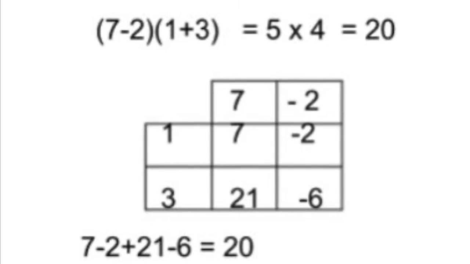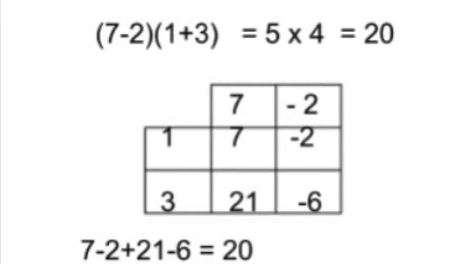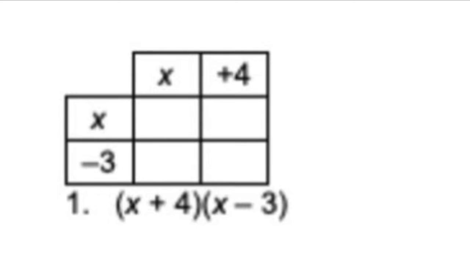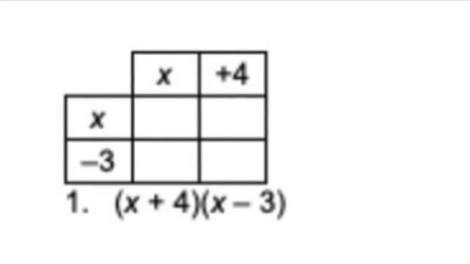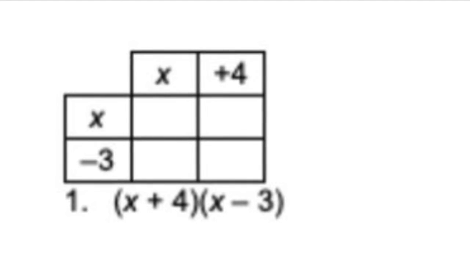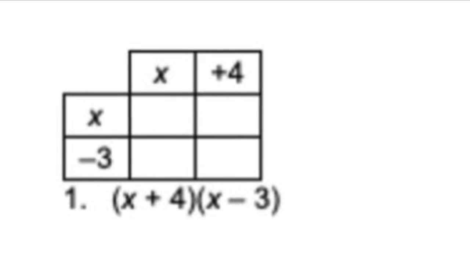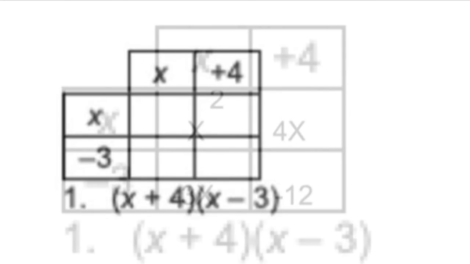So let's try one now that has x's in it. But let's remember everything we just did when there were no x's. If I have x plus 4 times x minus 3, I'm going to put the x plus 4 across the top and the x minus 3 going down. And I'm going to multiply 4 times. So I'm going to multiply the x times the x. And don't forget that when you multiply x times x, it gives you x squared. So x times x is x squared.